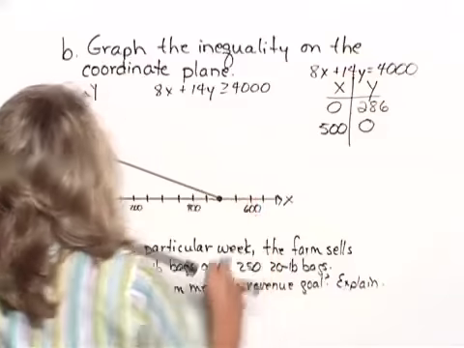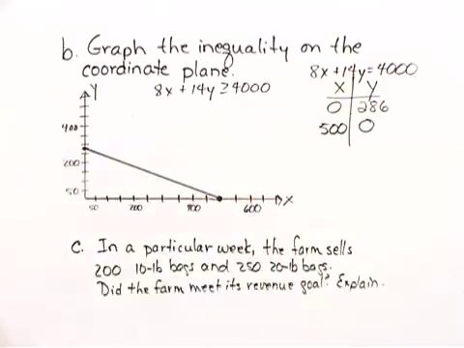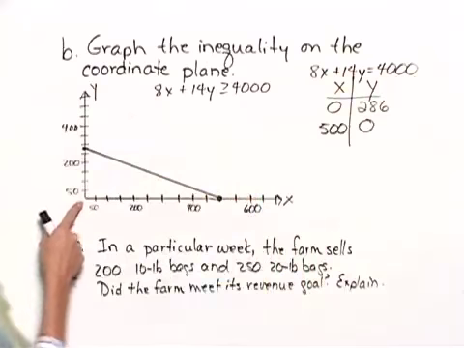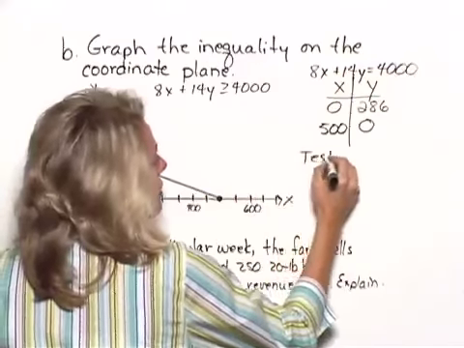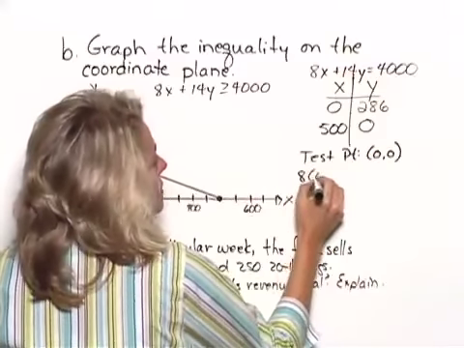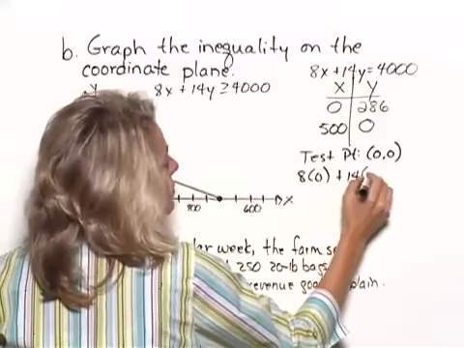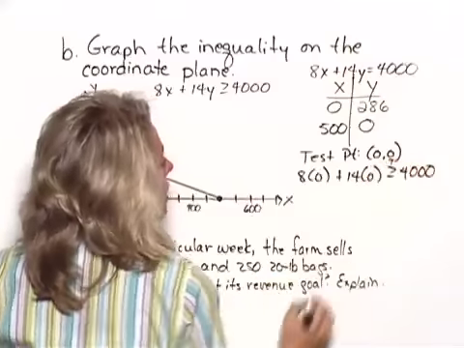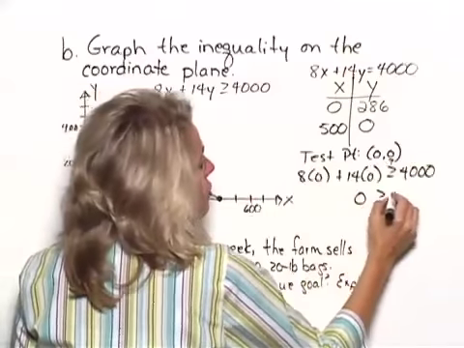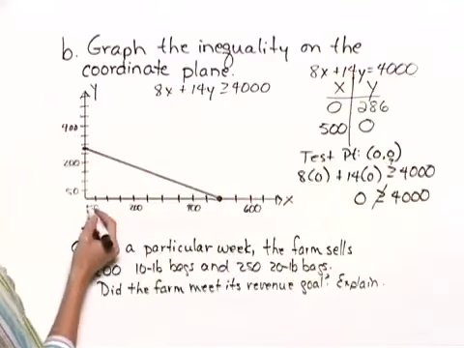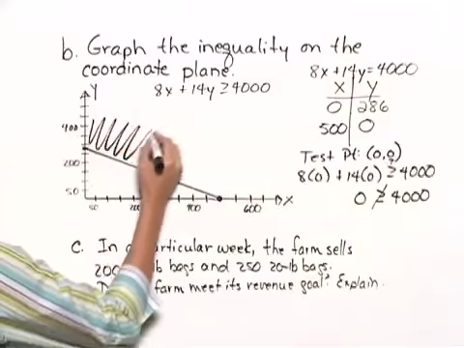Now we're not done yet because we must decide which side of this line we're going to shade. So we find a test point, and we'll use (0, 0) since the line doesn't go through the (0, 0) point. So we have 8 times 0 plus 14 times 0. Is that greater than or equal to 4,000? Is 0 greater than or equal to 4,000? It is not. So we do not shade the side of the line containing the test point. We shade the opposite side.